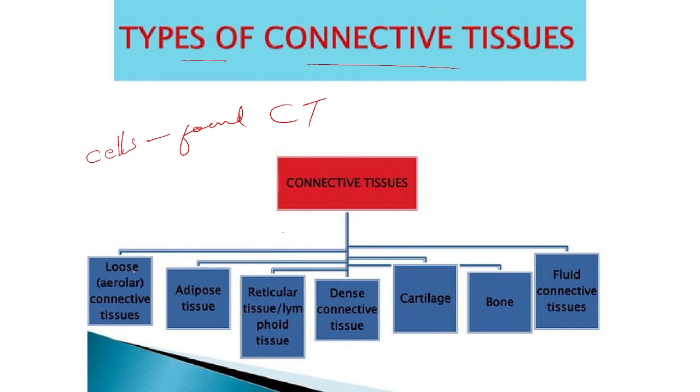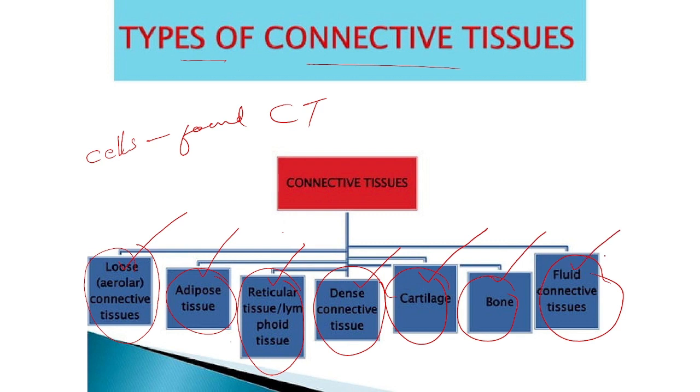Mainly connective tissue is divided into loose or areolar connective tissue, adipose tissue, reticular or lymphoid tissue, dense connective tissue, cartilage, bone, and fluid connective tissue. Fluid means blood and lymph. Both will come in this fluid connective tissue.